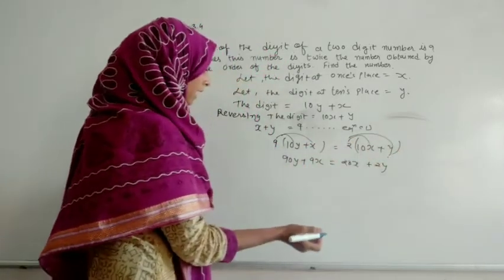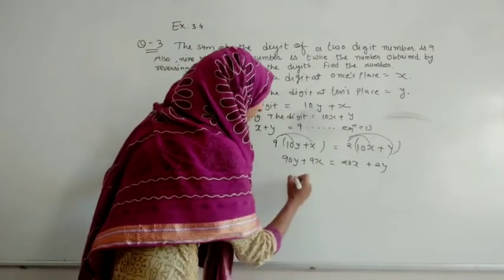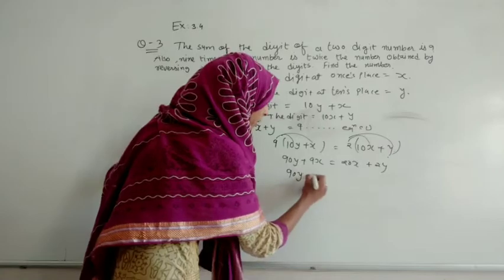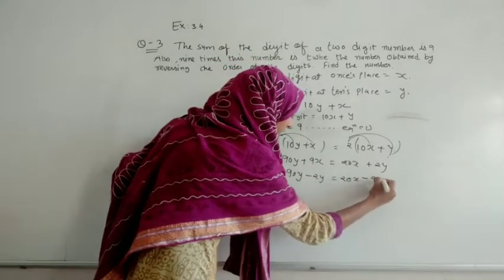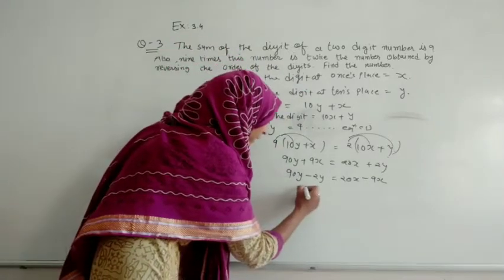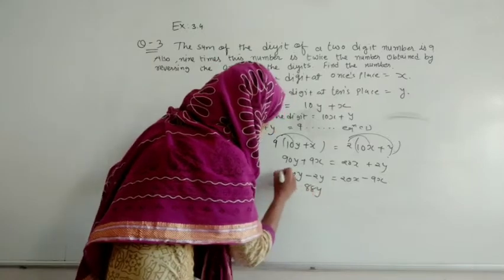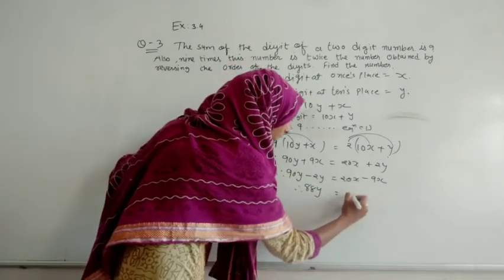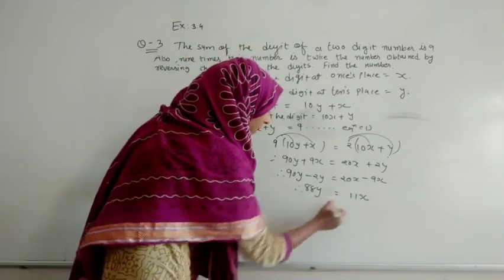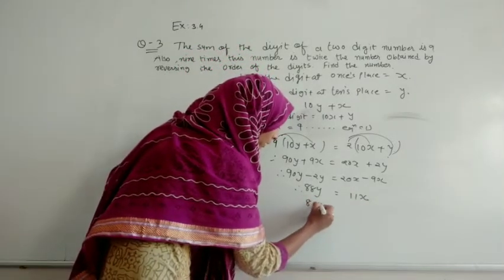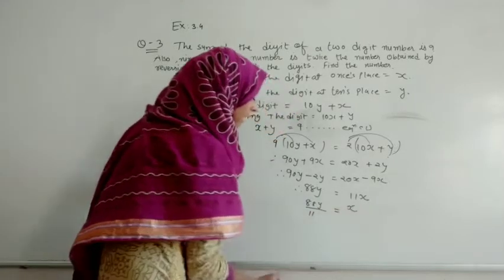Now we are taking x one side and y one side, so let me take 2y this side, so it will become 90y minus 2y and this is becoming 20x minus 9x. So 90y minus 2y will become 88y and 20x minus 9x will become 11x. If you want to reduce it, we have to take 11 this side, so it will become 11 down and x will remain as it is.